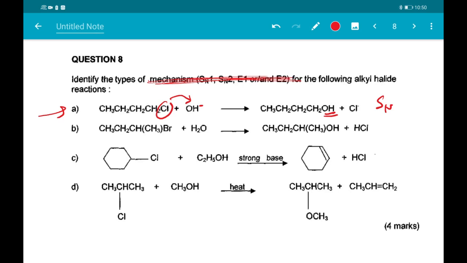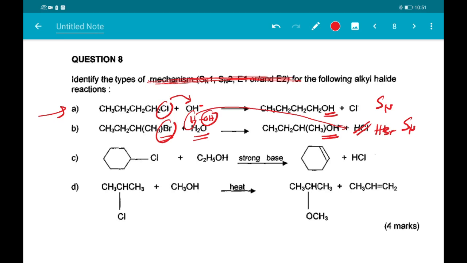For the second example, here we have the Br and then we have the H2O. H2O can also be written as HOH. What happens is the Br is replaced by the OH, so the OH attaches to the carbon chain, while the H will combine with the Br. This is a typo there. The product will be HBr. This is a similar reaction to what happened in A. Therefore, this can also be considered as substitution.